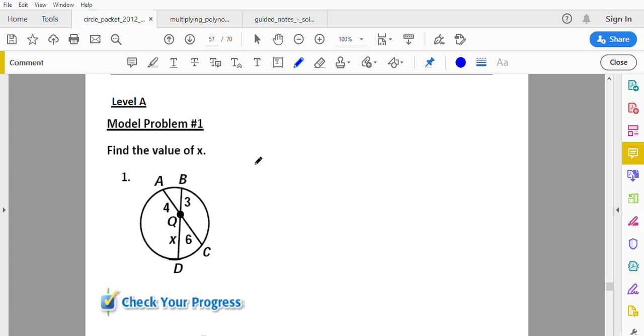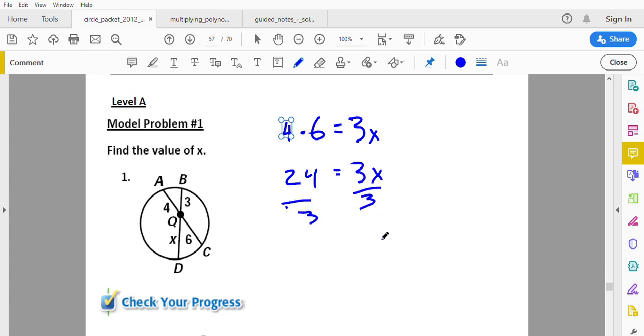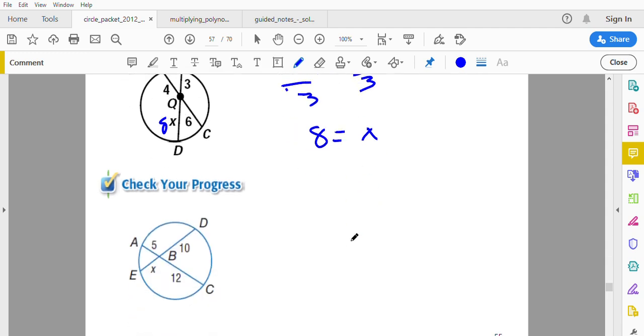Again, I have two chords, I have A, C, and B, D. So what are we going to say? 4 times 6 is equal to 3 times X. That's pretty straightforward. 4 times 6 is going to be 24. Okay, and let's go ahead and divide by 3. You'll find out that X is equal to 8. So no big deal there. Okay, so 3 times 8 is 24. 4 times 6 is 24.